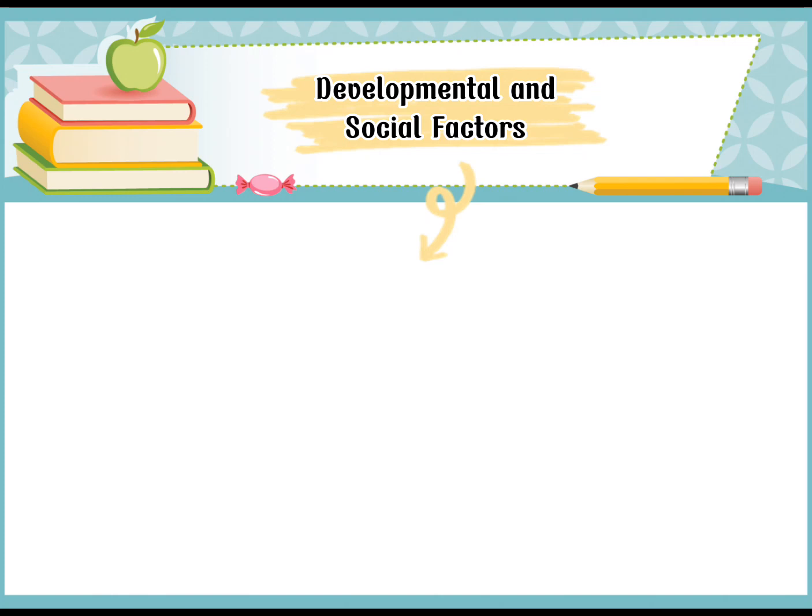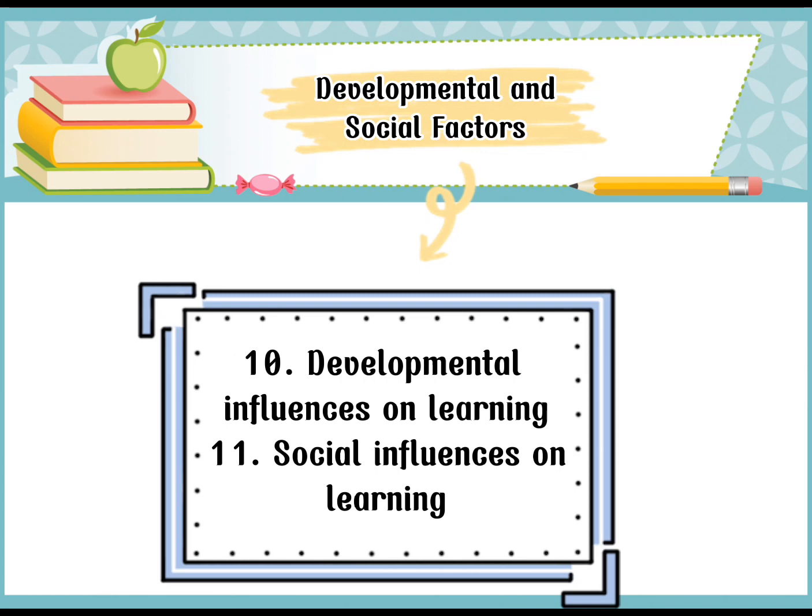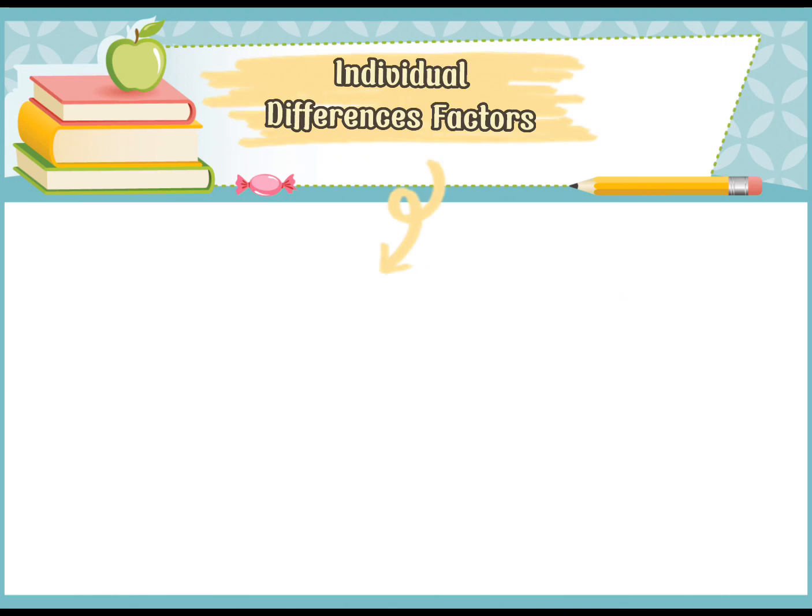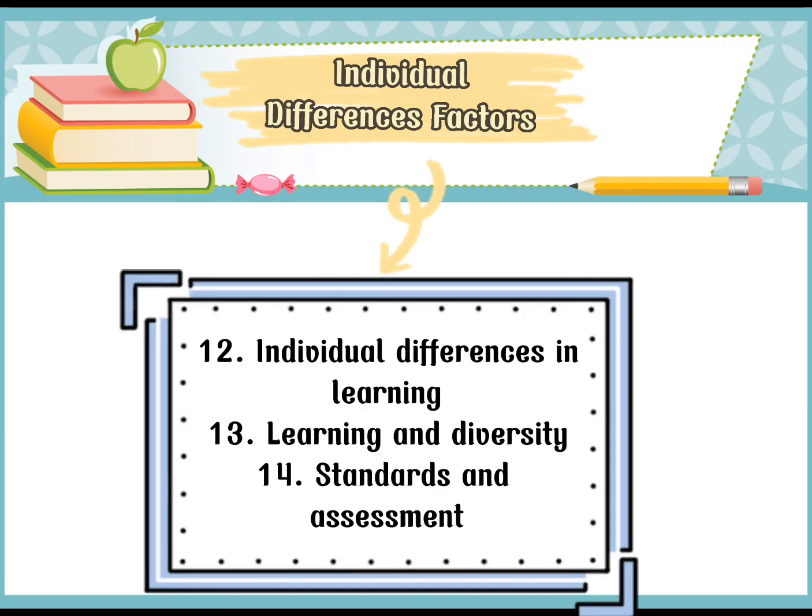In developmental and social factors, there are 2 sub-principles: the developmental influences on learning and social influences on learning. And for the last factors, the individual differences factors have 3 sub-principles: the individual differences in learning, learning and diversity, and standards and assessment. And that's all.